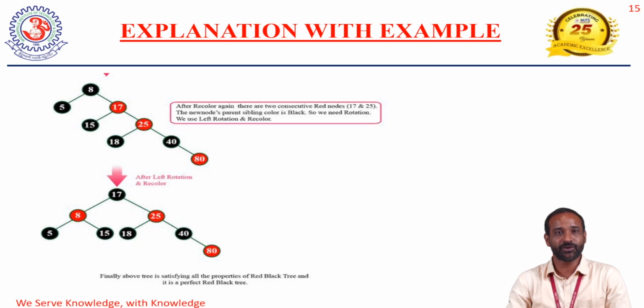From the root to the left side, 17, 5 and 15 are the black nodes. Coming to the right side, 17, 18 and 40 are also black nodes. This side has three elements and the other side also has three elements. So finally the tree satisfies all the conditions of a red black tree. This is the perfect red black tree.